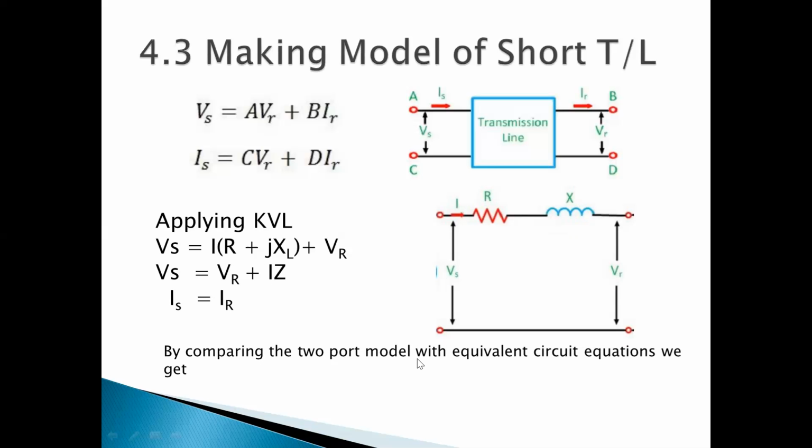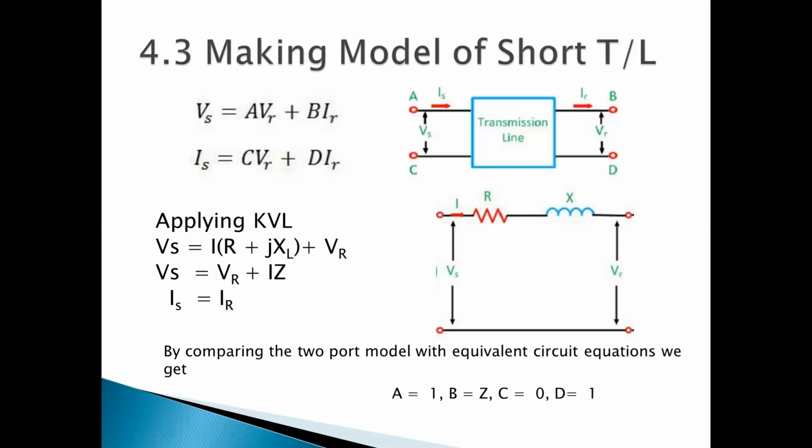By comparing the two-port model with the equivalent circuit equations we get... Now, this is the two-port model, okay? Now we can compare these, and I will see that R plus JXL is the value. Vs and Is, if I compare these four equations, I will compare VR with VR, and I will get A is equal to 1, B is equal to Z, and C is equal to 0, and D is equal to 1.